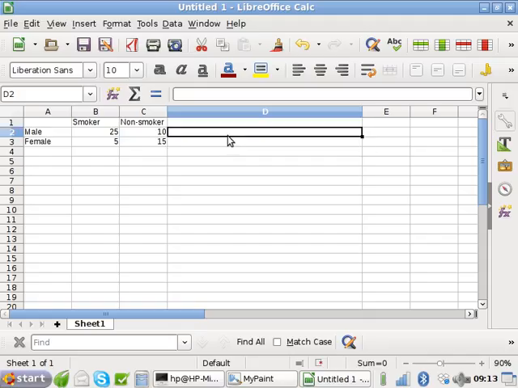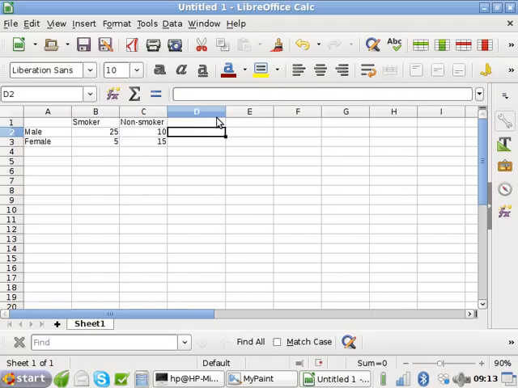Okay, so let's start off with some simple questions I could ask you about this group of people. So the first thing I might want to know is how many people there are. Well, how many males are there? 35. And how many females are there? 20. So the total? 55. Now you might be wondering, what about if I count them as smokers and non-smokers? How many smokers do I have? 30. And how many non-smokers? 25. And if I add them together, I still get 55.